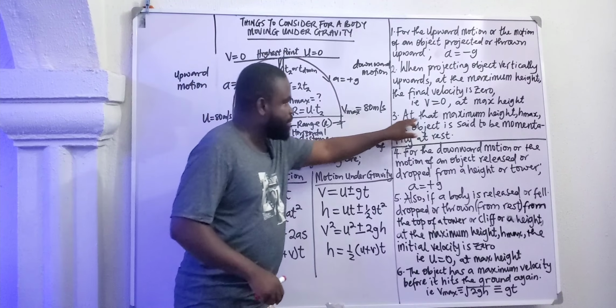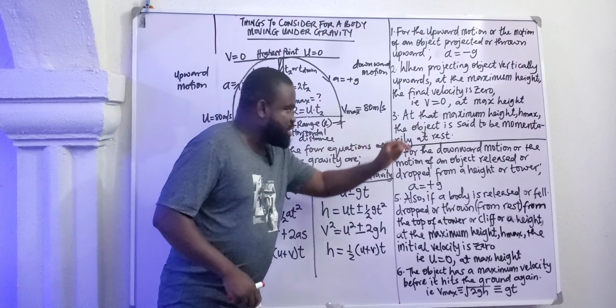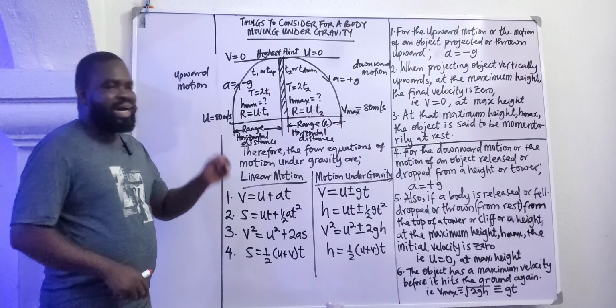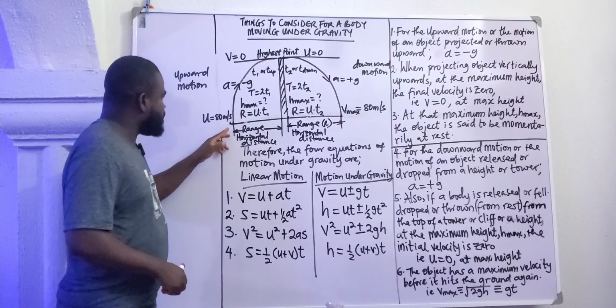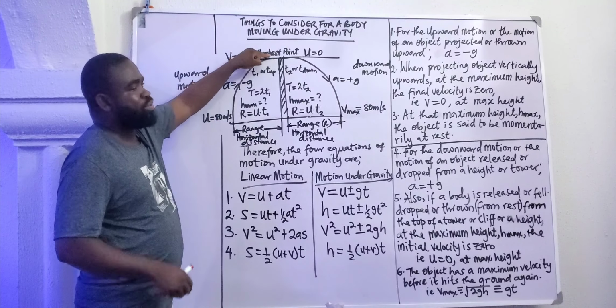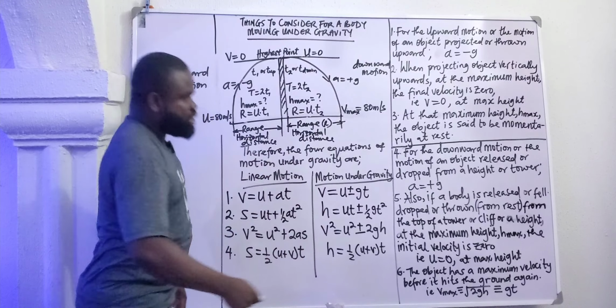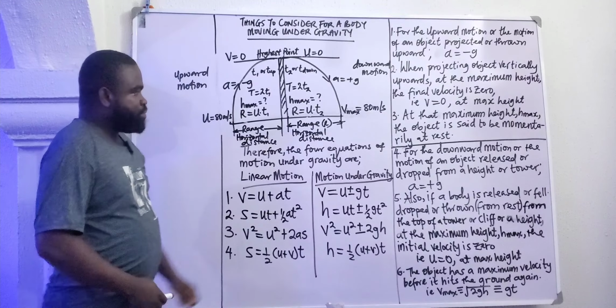Also, we said at the maximum height, h max, the object is said to be momentarily at rest. So when the body retards and the velocity decreases and gets to 0, it will rest temporarily, and then it will start coming down.